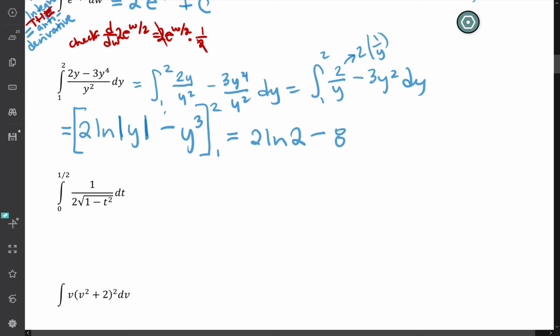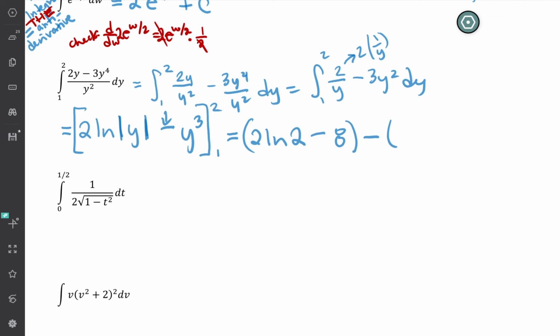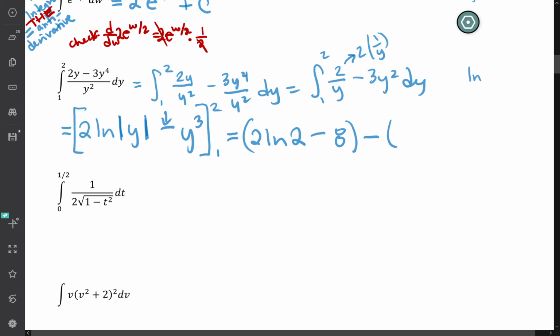And that's the minus that was already built in here, not the f of b minus f of a minus. Here's the f of b minus f of a minus. When I plug in 1, the natural log of 1 is 0. I absolutely expect you to know that. I'm going to be really grumpy if you ever write the natural log of 1 down and don't simplify.